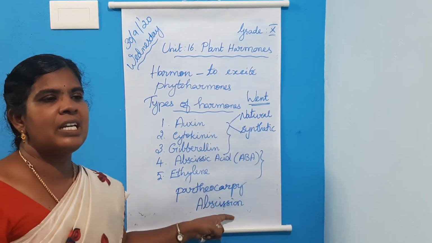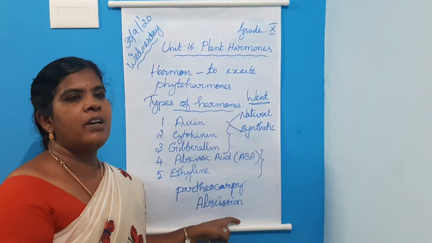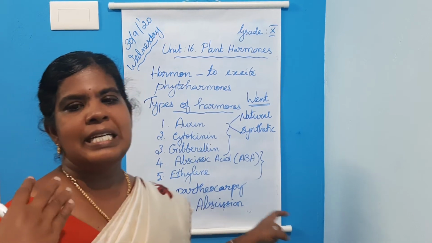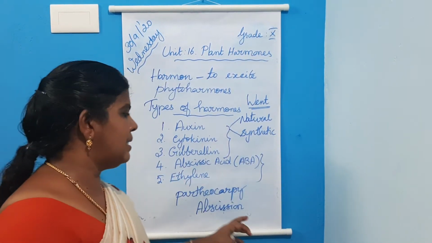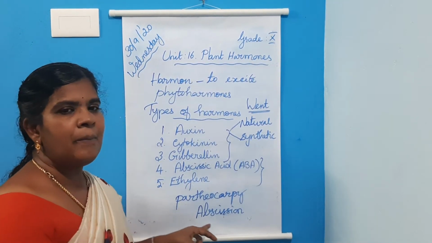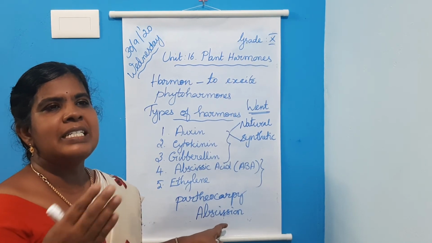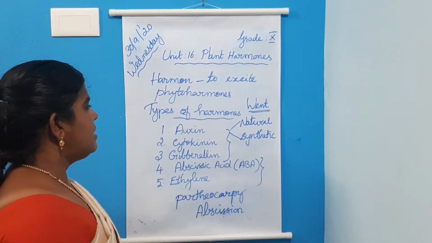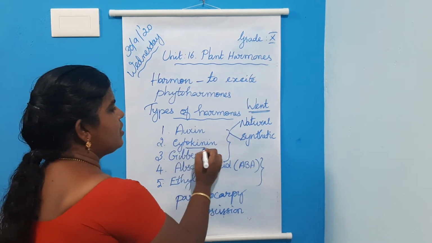What do you mean by abscission? Leaf fall, fruit fall, or the detachment of plant parts, that is abscission. Next, what is the next one?